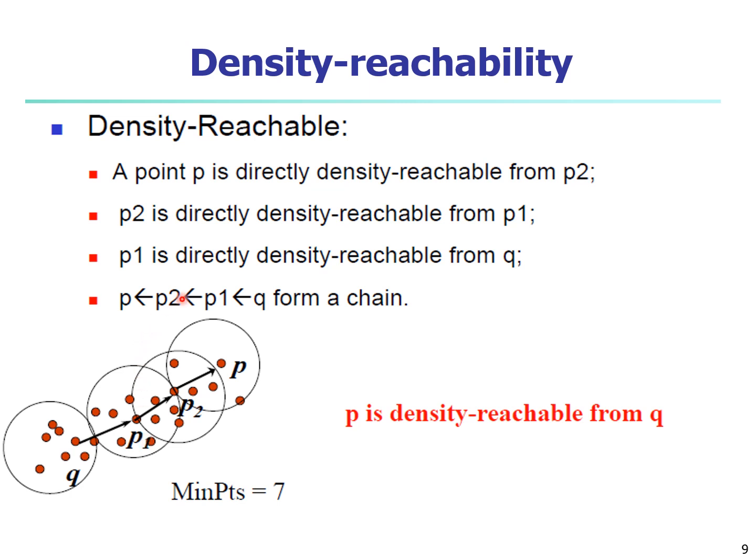In this case, we call P2, P1, and Q a chain. So this is considered to be a chain, which means that P is density reachable from Q. So you can reach P from Q because there is a chain of points that can get me to P, and all of these points have neighborhoods that satisfy the minimum points condition.